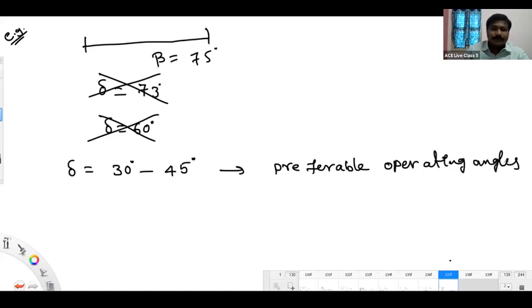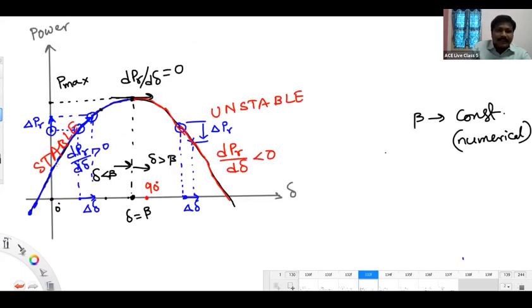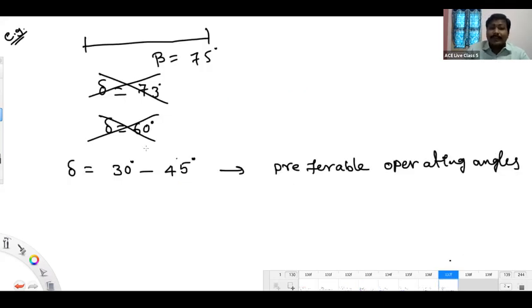30 to 45 degrees are called the preferable operating angles. See, if delta is below 30 degrees, the system will be even more stable. If you are maintaining delta as low as possible, system stability will be very, very high. Delta less than 30 degrees, then also the system will be more stable. But we are preferring between 30 and 45.